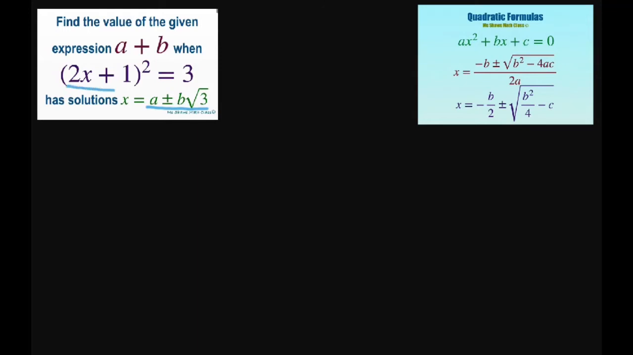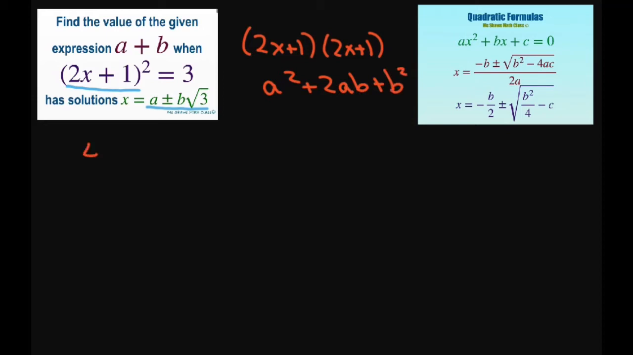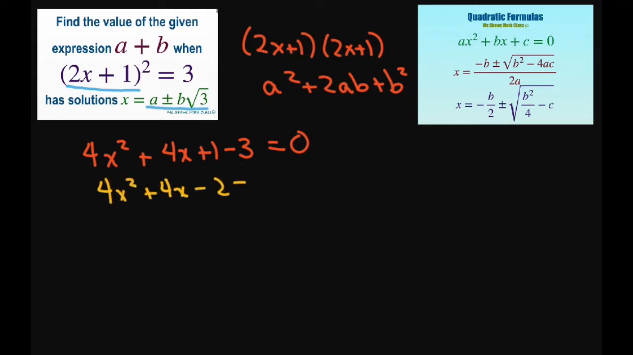Let's look at this part here. This is a perfect square trinomial. So you can write this down twice and FOIL it out, or just use the formula a squared plus 2ab plus b squared. This is going to give you 4x squared, that's your a squared, plus 2ab, so that's 2 times 2x, which is 4x. And then b is 1, so plus 1. And subtract the 3, set it to 0. So basically, this is going to be 4x squared plus 4x minus 2 equals 0.